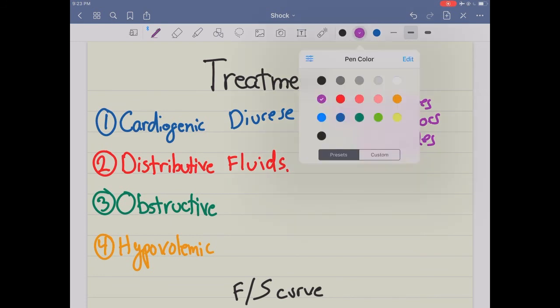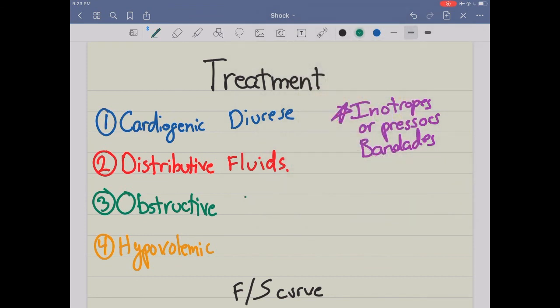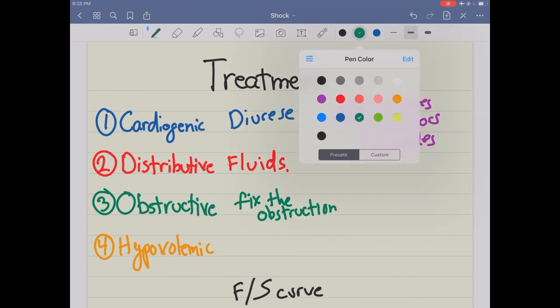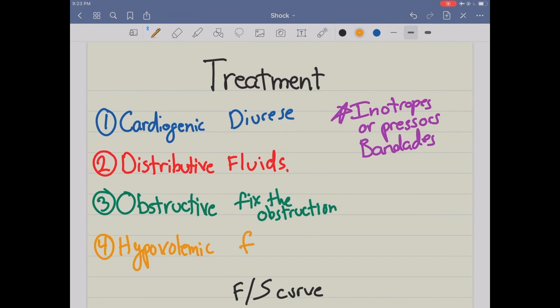If we go to obstructive shock, you just have to fix the obstruction. And in hypovolemic shock, you just have to give fluids or blood, depending on the cause. Now, there's a lot more nuances to shock. However, this is a very basic approach.